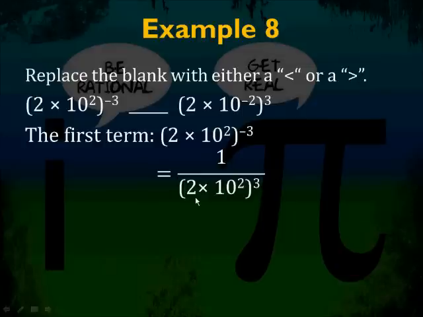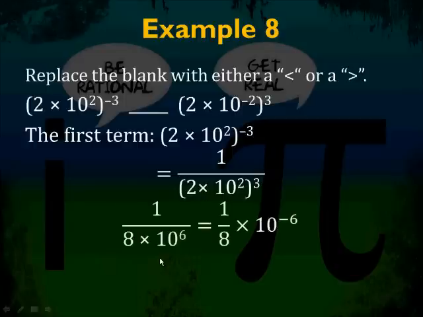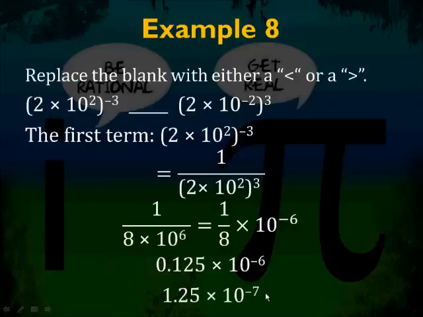Now we can expand the 3 by distributing it inside the product here. So that becomes 1 over 8 times 10 to the 6th, which is the same as 1/8 times 10 to the negative 6th power. 1/8 is the same as 0.125 times 10 to the negative 6th. We want a number between 1 and 10, so let's make this a 1.25, but then that makes this number 10 to the negative 7.